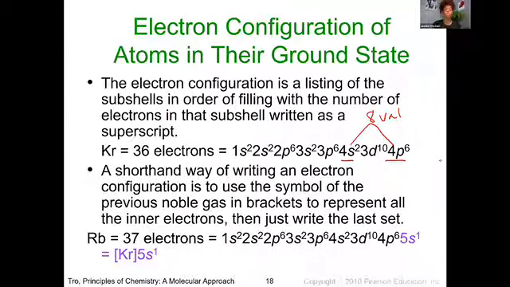So if you look at this rubidium example, from the beginning up to here is exactly the same as what we see here for krypton. And so when you're writing the shorthand configuration, you simply write the noble gas that comes before it in brackets, followed by the remaining portion of the electron configuration.